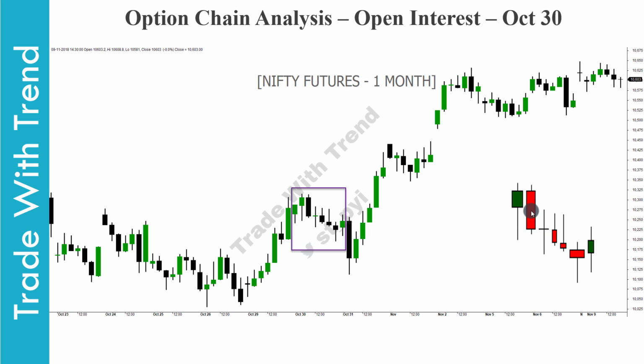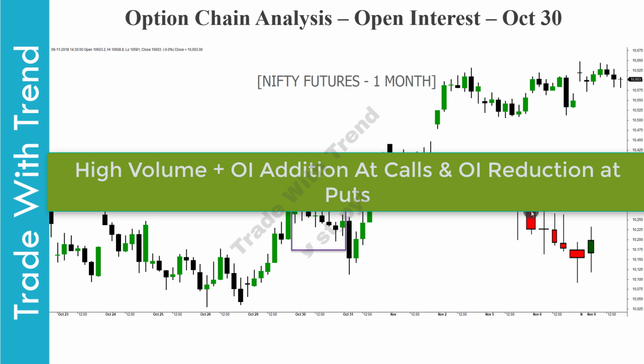If indeed price has to move lower, then in the next session price would need to move lower with high volume, and further open interest addition would need to happen at calls, preferably along with open interest reduction at puts. I hope this particular point is clear.